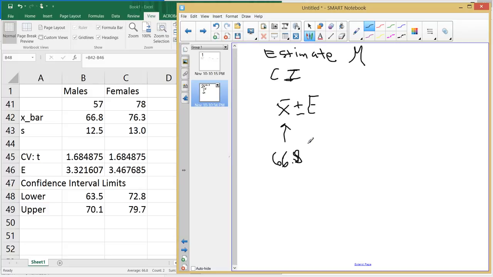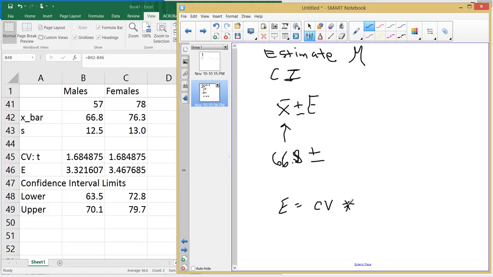66.8 plus and minus, rather, E. Now we need E. We got to calculate E. Remember, E is always the critical value, which is either going to be a t-score if you don't know the true standard deviation from the population, which is usually the case in real life. We don't usually know what it is.